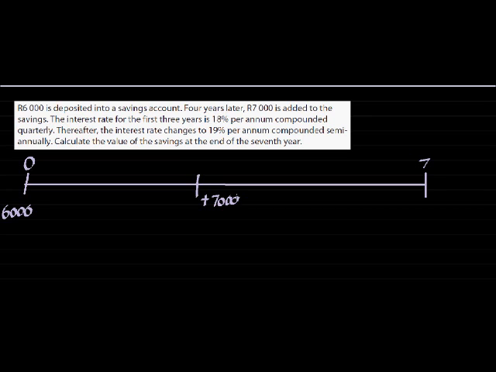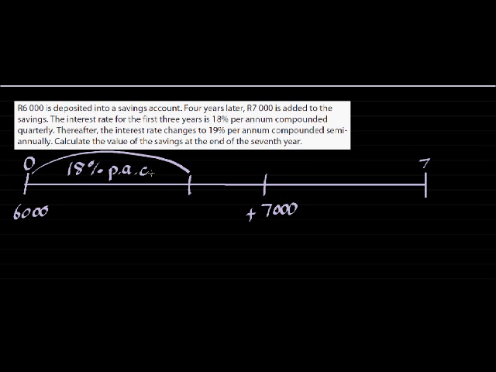The interest rate for the first 3 years. That's not 3 years really, that's 4 years more or less. So plus 7,000, 6,000, and then after 3 years, the interest rate changes. So in other words, for the first part, I got 18% per annum compounded quarterly. And then for the latter part, I got 19% per annum compounded semi-annually.